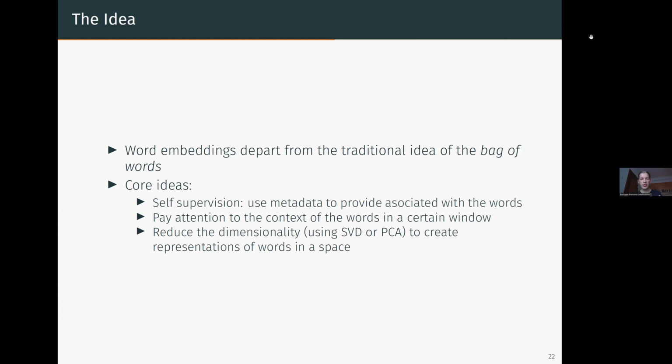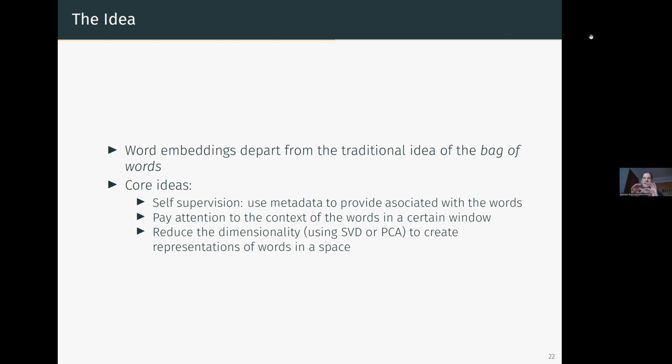It basically has 3 ideas in there. Basically, what we do is use something known as self-supervision, in which we use metadata that comes with a text to provide association with the words. The second thing we do, and the most crucial one, is that we pay attention to the context of words in a certain window. So we say the meaning of a word is decided by the family it keeps, right?